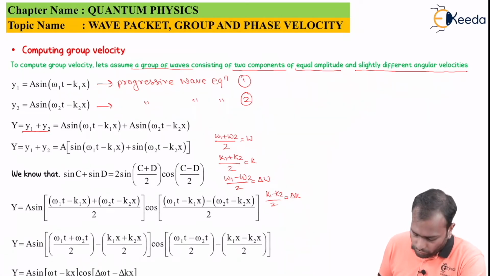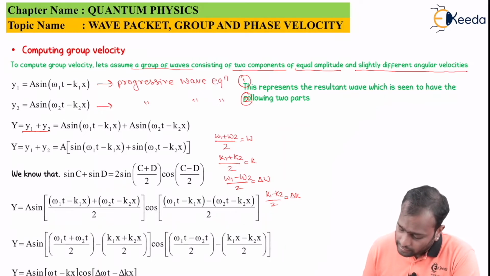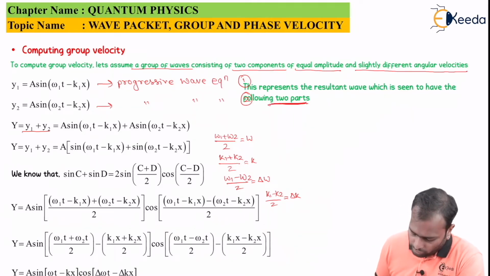Now, here you notice you have a sinusoidal part and a cosine part. This represents the resultant wave, which has the following two parts. As you can see, the two parts are the sinusoidal part and the cosine part.